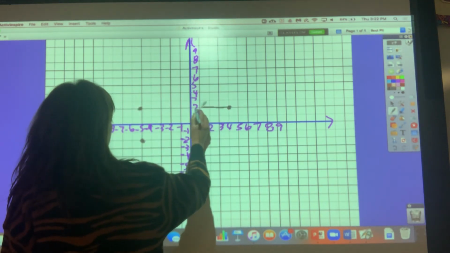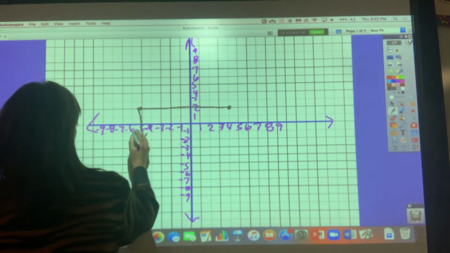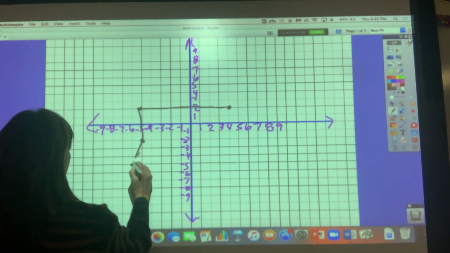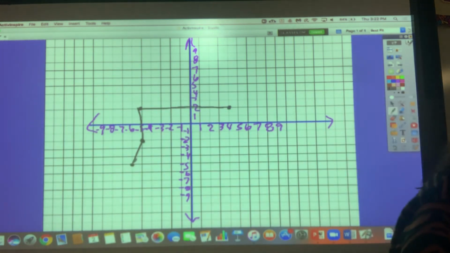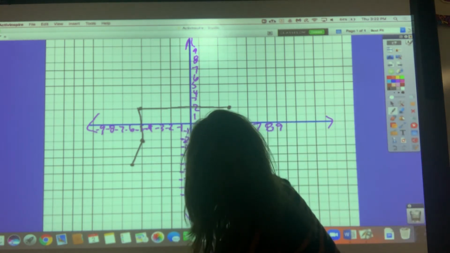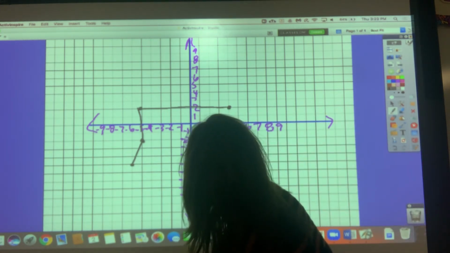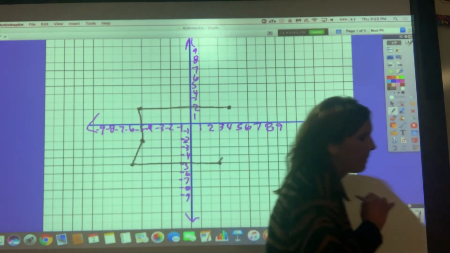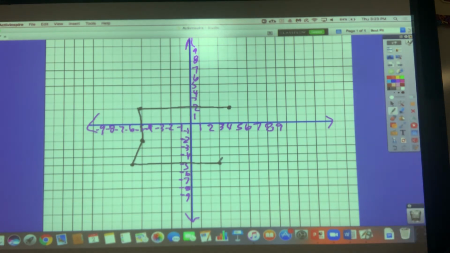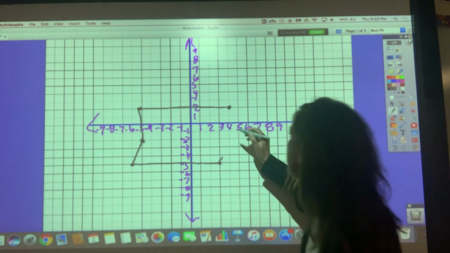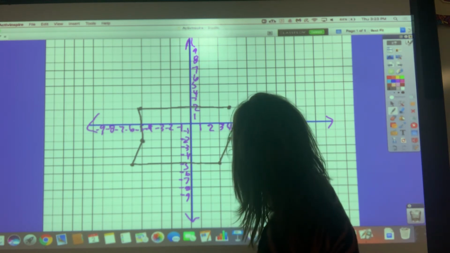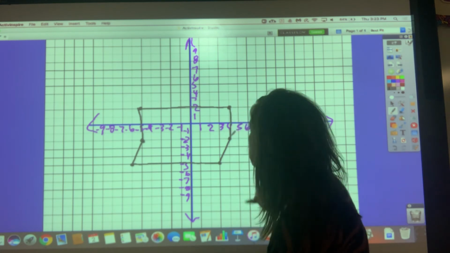Let me go ahead and connect these. Okay, so negative 6, negative 5. Our next point is at 3, negative 5. So I'm going to connect those. And then our last point is at 4, negative 2. Let's connect that back to where we started.